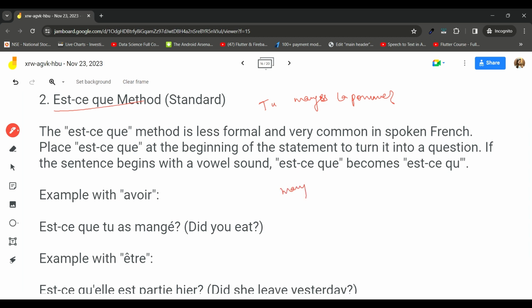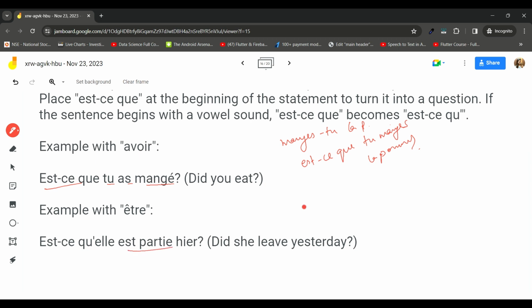So I can say manges-tu, which we just did, inversion, la pomme. Or I can say est-ce que tu manges la pomme? Right? Est-ce que tu manges la pomme? Now with passé composé, it's pretty simple. Est-ce que tu as mangé? Did you eat? Example with être. Est-ce que elle est partie hier? Extra e because subject is feminine singular.